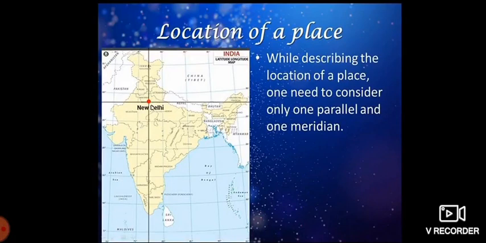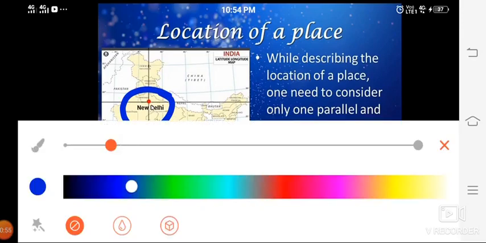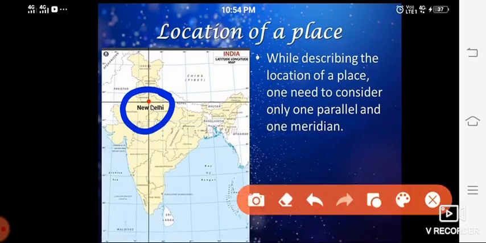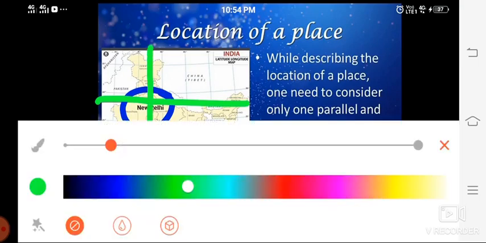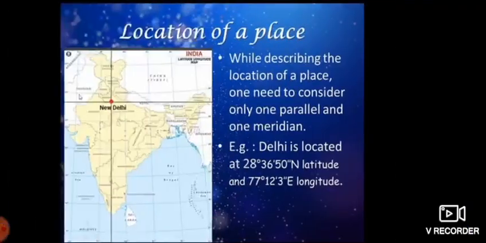So always remember, while describing the location of a place, we need only one parallel and one meridian. Now I am going to show how to find the location of New Delhi, and for that, children, we need one parallel. So this is the parallel and this is the meridian, and with the help of this one parallel and one meridian, we are going to find the location of Delhi, that is shown in red color. Okay, so now let's study about it.